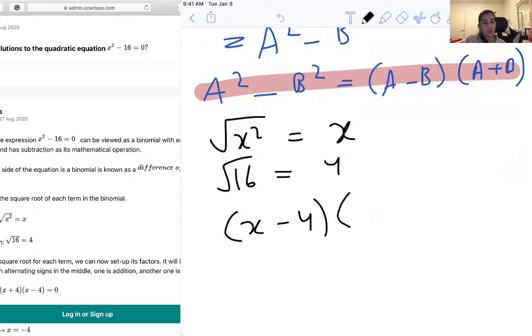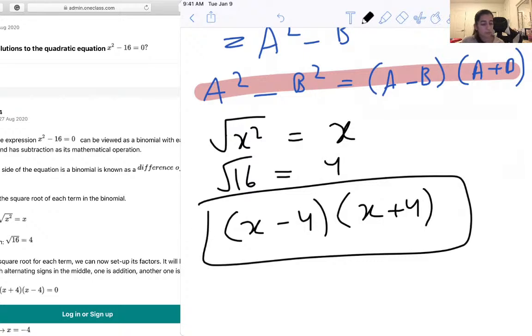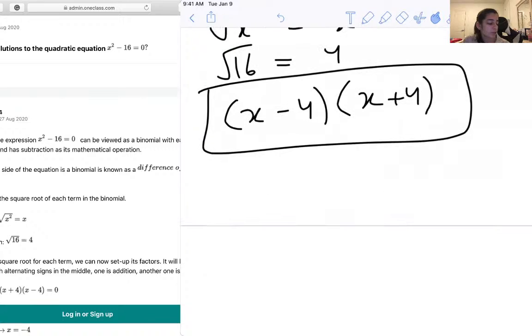And then we basically have to put the same numbers, but change the order of operations. If it's plus, you have to put minus. If you put minus first, you have to put plus after. So x plus 4. And that is the solution. How you can find the solution now is you equal this whole thing to 0.